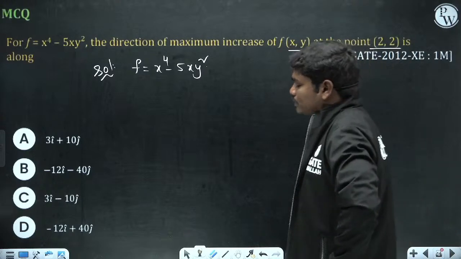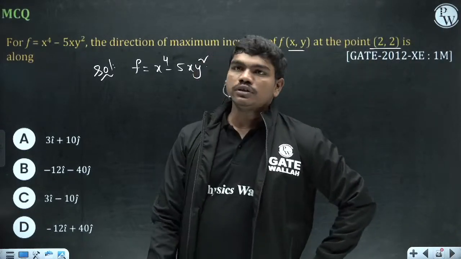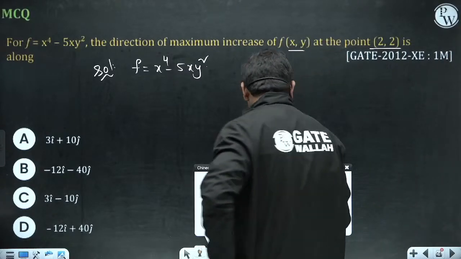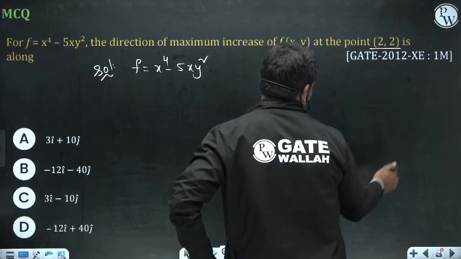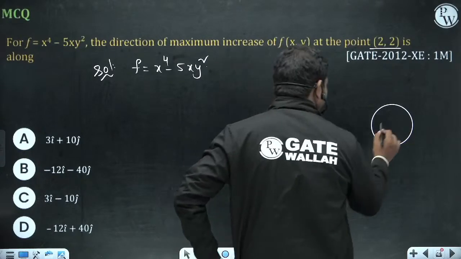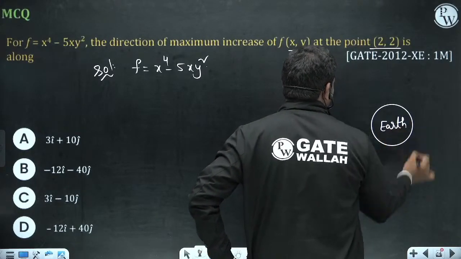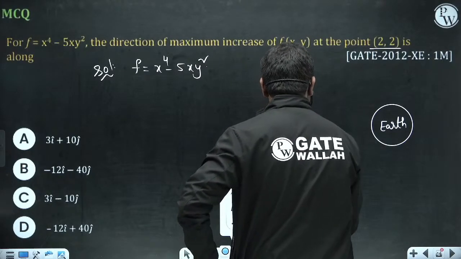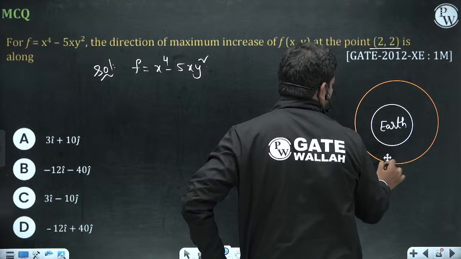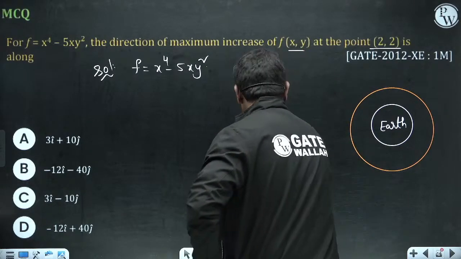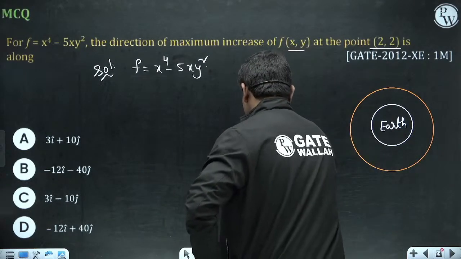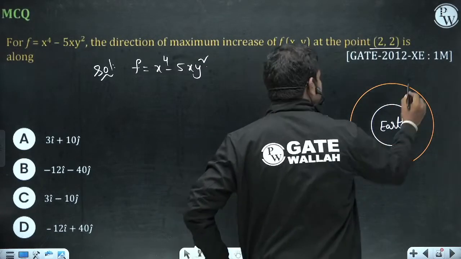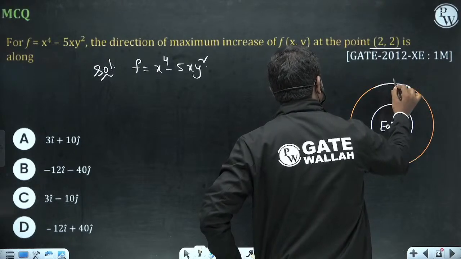Okay, so x to the power 4 minus 5xy squared. Before I tell this question, I want to ask you one general question. Look, this is earth, for example. Now let us suppose you have some orbit around earth. Let us suppose there is a satellite which is revolving around earth, moving like this in this orbit.